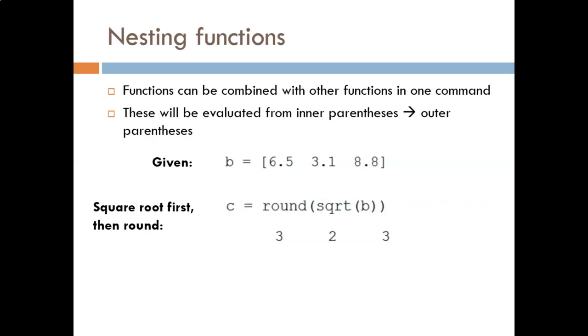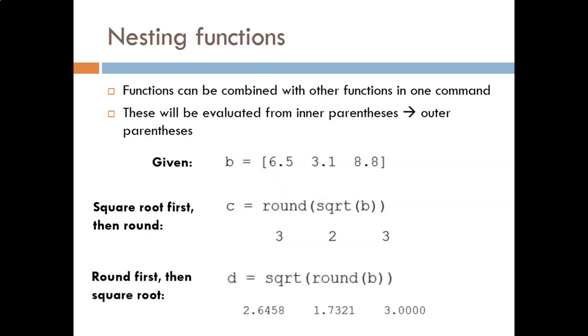Written in this first way, square root is performed first, and then the results are rounded afterward. For example, the square root of 6.5 is about 2.55. This number is then rounded up to 3. Written in the second way, we round first and square root later. So, the 6.5 is rounded to 7, then the square root of 7 yields 2.6458, approximately. These examples only demonstrate nesting with two functions, but you could apply the same idea with 3, 4, or any number of functions. Keep in mind, however, that the more complicated each command becomes, the easier it is to make a mistake.